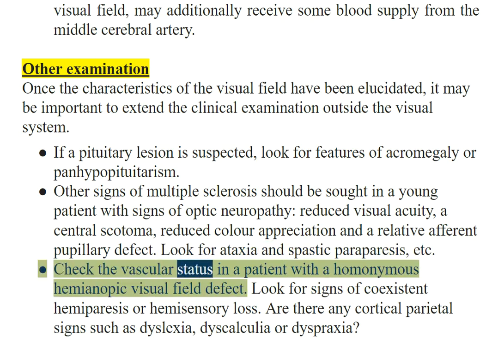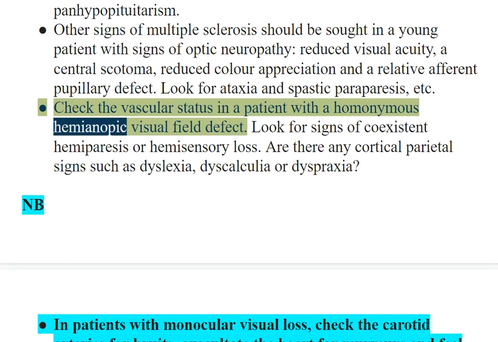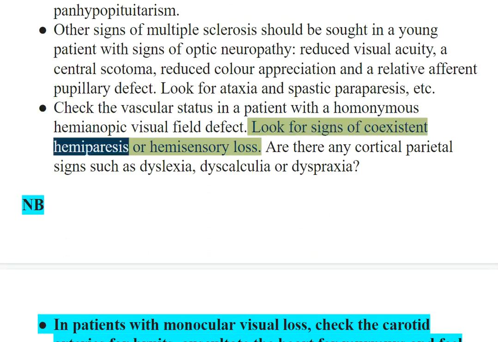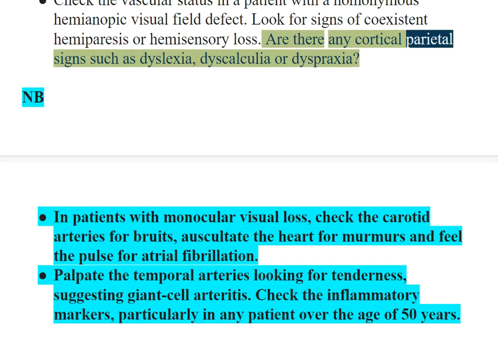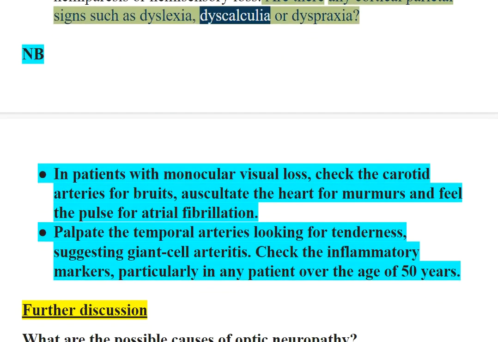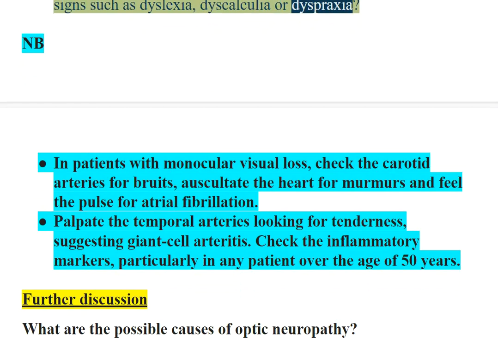Check the vascular status in a patient with a homonymous hemianopic visual field defect. Look for signs of coexistent hemiparesis or hemisensory loss. Are there any cortical parietal signs such as dyslexia, dyscalculia, or dyspraxia?